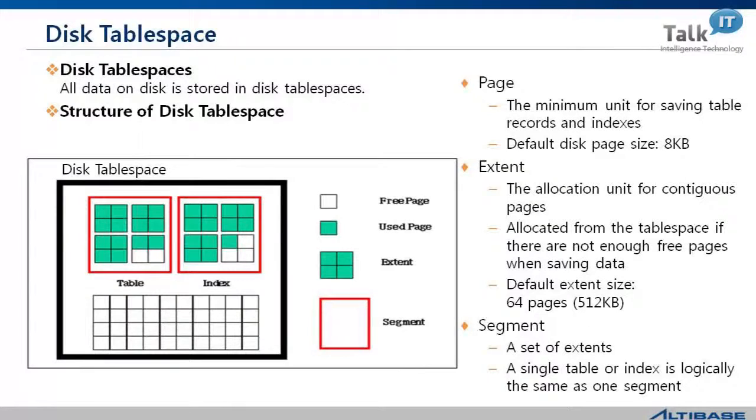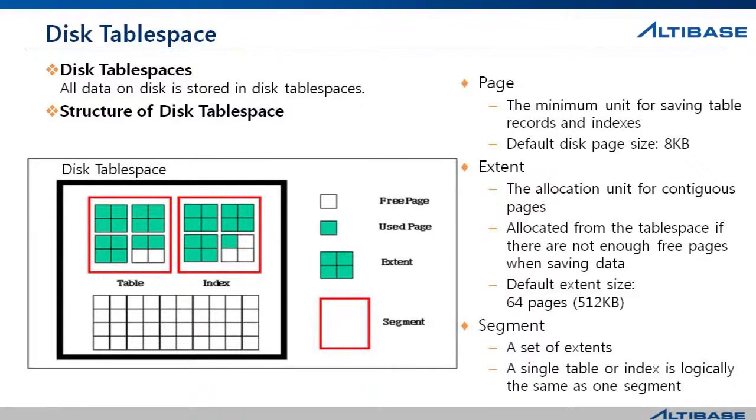Okay, the disk table space. You guys all familiar with this table space, right? It is pretty much the same as this table space in most DBMSs. In Altibase HDB, the smallest unit is called a page. As you can see from the diagram, the smallest square represents a page. That is the minimum unit of saving records and indexes, and the size is 8 kilobytes.